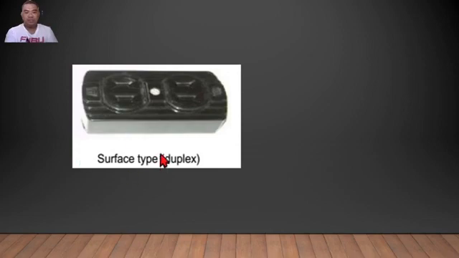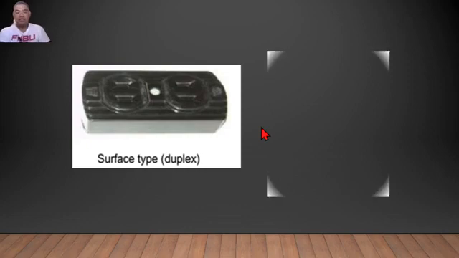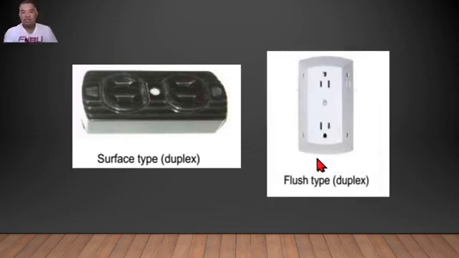It is duplex, meaning we have two outlets in one device. This is one convenience outlet, this is another one. Then we have also a flush type. When you see flush type, it is embedded on the wall. So this is a flush type convenience outlet.